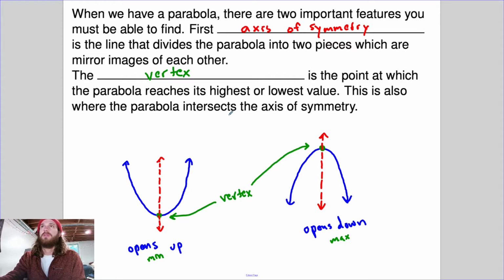Okay? This is the axis of symmetry here in red. Okay? I'll just say AOS. The axis of symmetry.